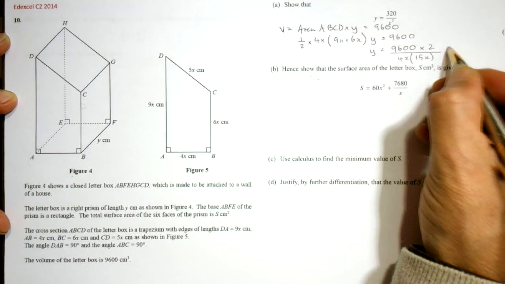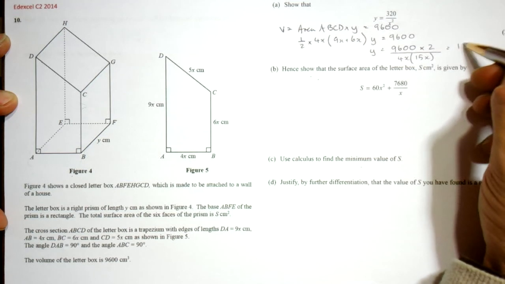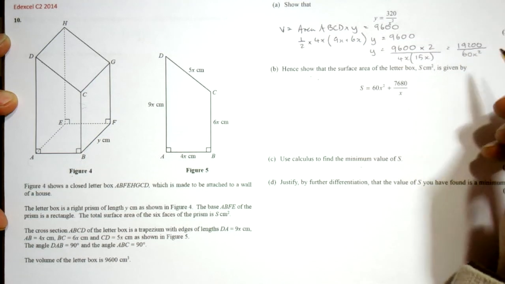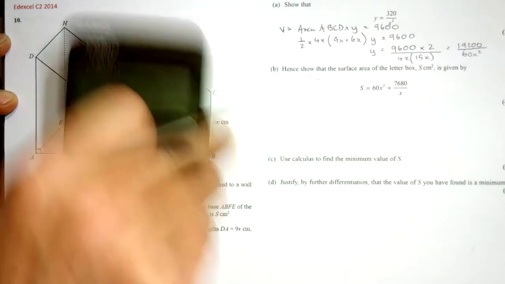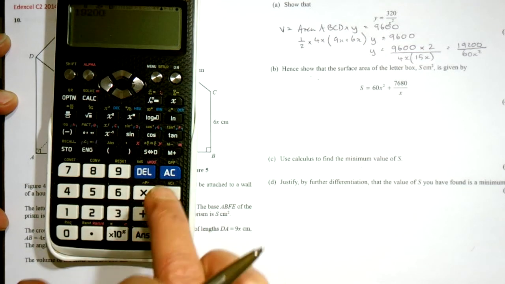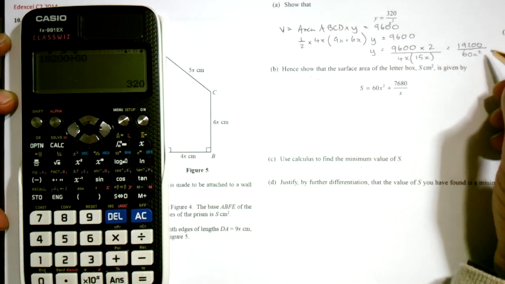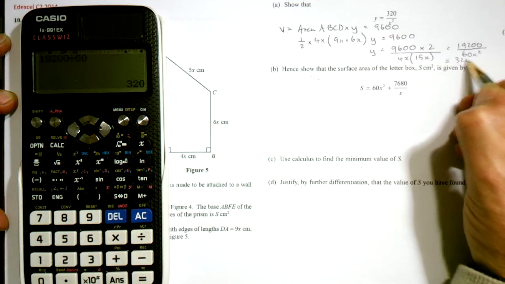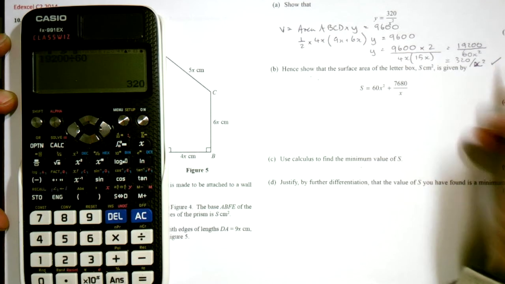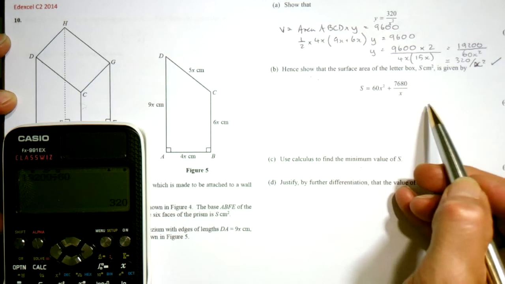15x, and that's equal to, well, we've got to show that really. So it's 19,200 divided by 60x squared. And if we divide 19,200 by 60, I'm guessing we're going to get 320. 19,200 divided by 60 equals 320. So that's equal to 320 over x squared, as required. Hence we show that y is given by this.